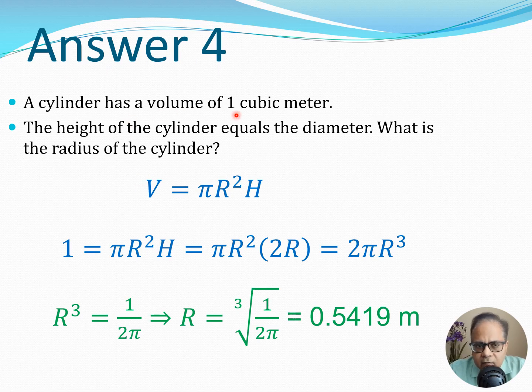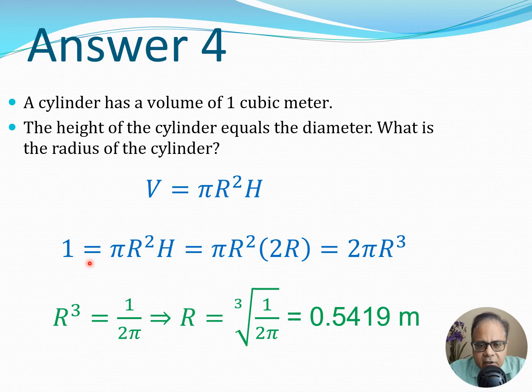So again the cylinder volume is given. The volume of the cylinder is pi r square h. Remember, that's the cross section pi r square, because it's a circular cylinder, multiplied by the height of the cylinder h. Now it's given that the height of the cylinder equals the diameter, so I can write h is 2r, and it's also written the cylinder has volume 1 cubic meter, so 1 comes here.